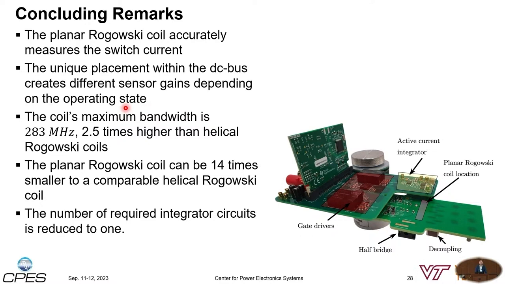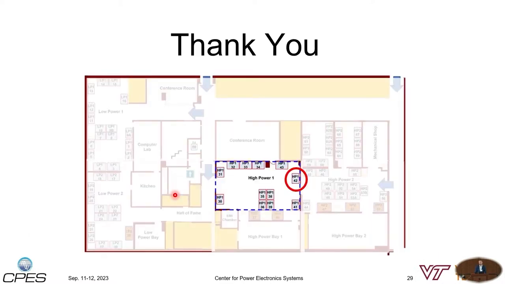comparable helical Rogowski coils. When it comes to the sensor size, we're able to decrease it by a factor of 14. And as we now only have one Rogowski coil, we also have only one integrator circuit. That allows us to decrease the number of active components by half. That would be all from my side.